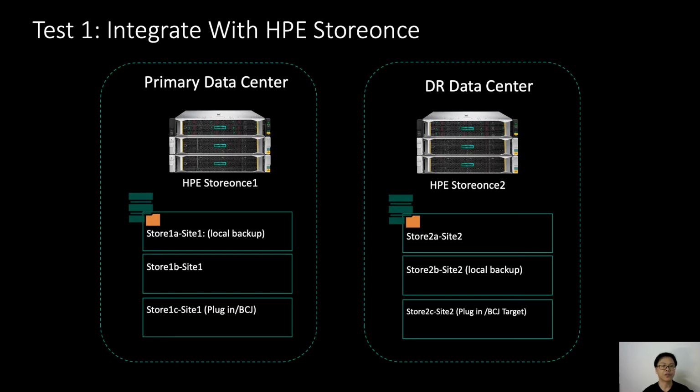So what I have right now here is two data centers, primary data centers and DR data centers. And on both sides, I will have HPE StoreOnce. Right? For easy identification, I will put HPE StoreOnce 1 at the primary data center and then HPE StoreOnce 2 at the DR data center. On both appliances, I will configure 3 stores to put different backup data.